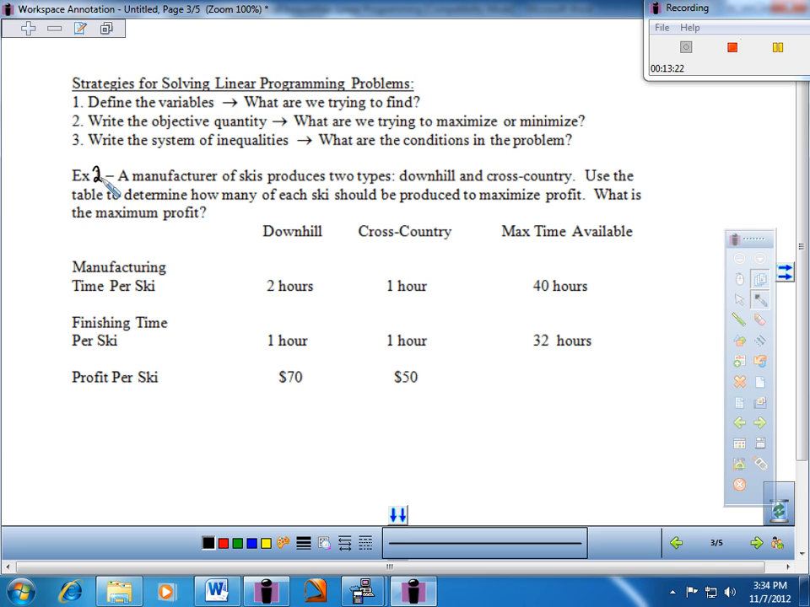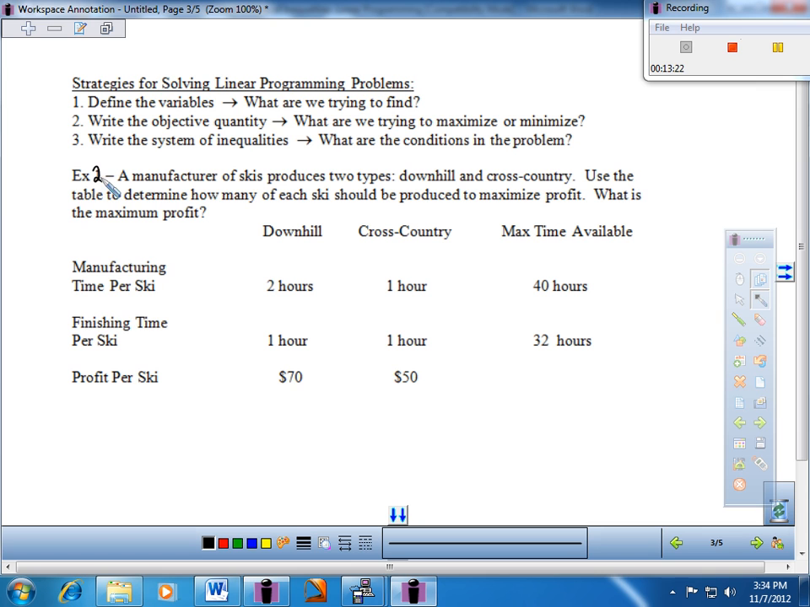What are we trying to maximize or minimize? And then number 3 is we're going to have to write the system of inequalities. And it says, what are the conditions in the problem? What are the restrictions? What are the limitations? What are the conditions that we're working under? We have to account for those, and we do that with our system of inequalities.